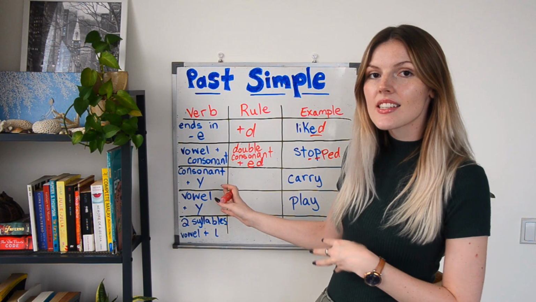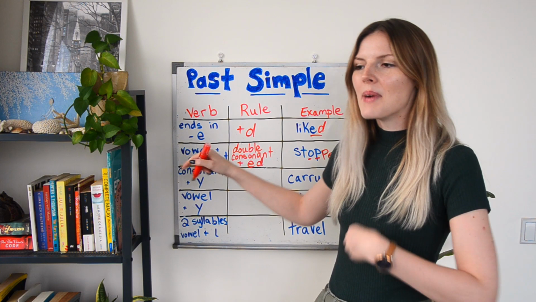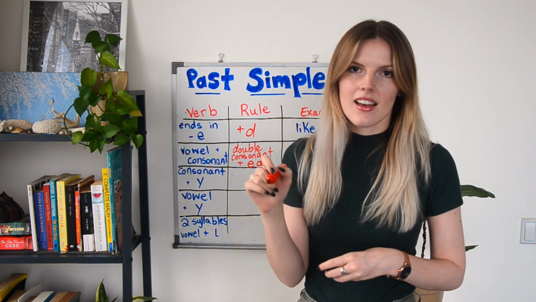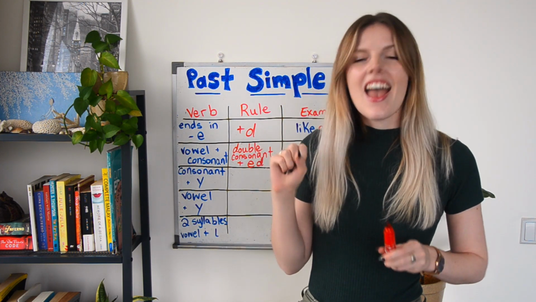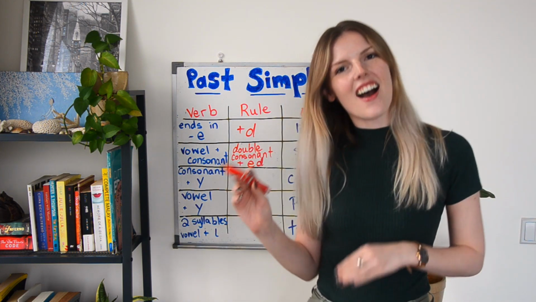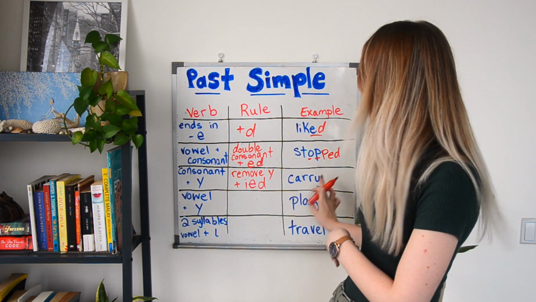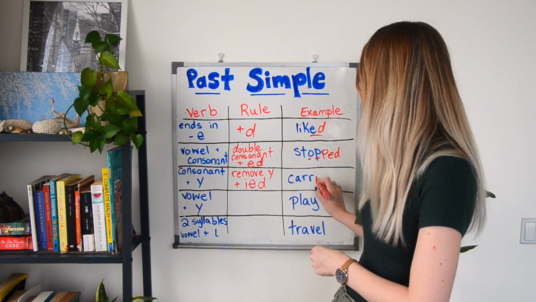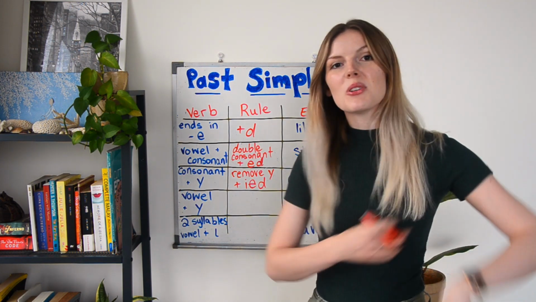Okay, let's get to spelling rule number 3. We have a consonant plus Y. Again, we know what our consonants are, but if I have a Y after it, I can't simply add ed. I have to remove that Y, take it out, and add an I, ed. So take out the Y, add an I. We're going to take out our Y and then add IED.